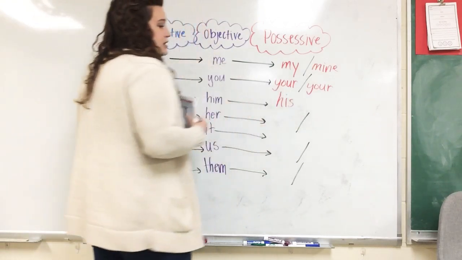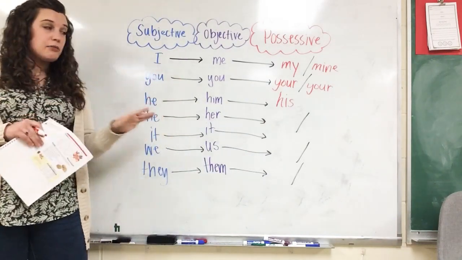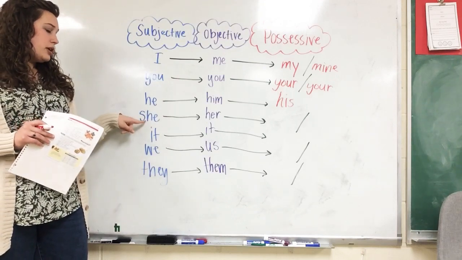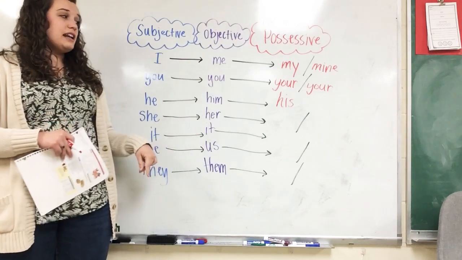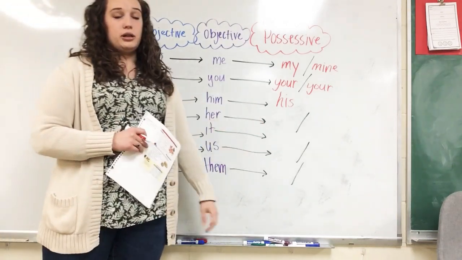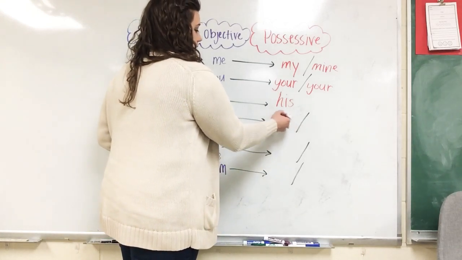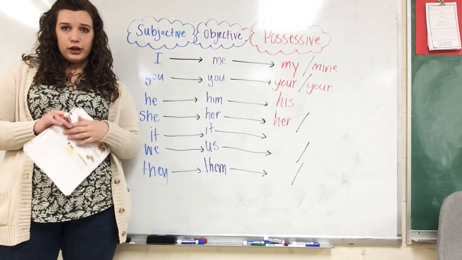This one is the same because you would say that book is his book, or that is his, okay? It's the same no matter what. So jumping down to the girl form, she has a book, give her the book, or that is her book. It doesn't change. This is the same, okay? The possessive form is the same as the objective form for her.